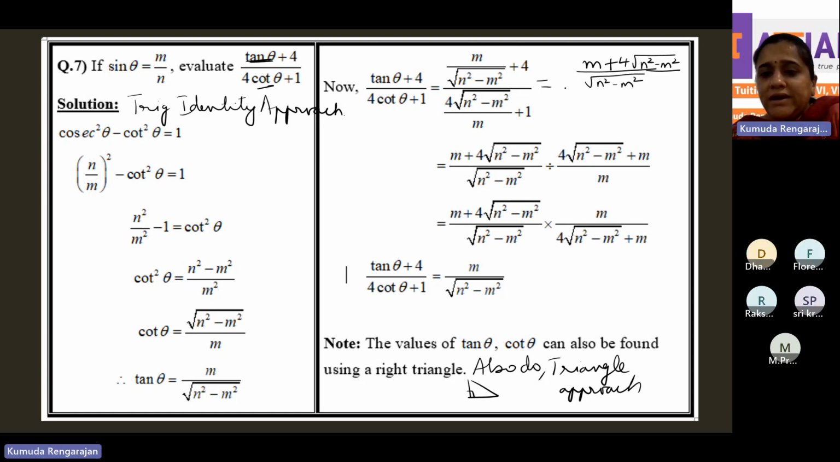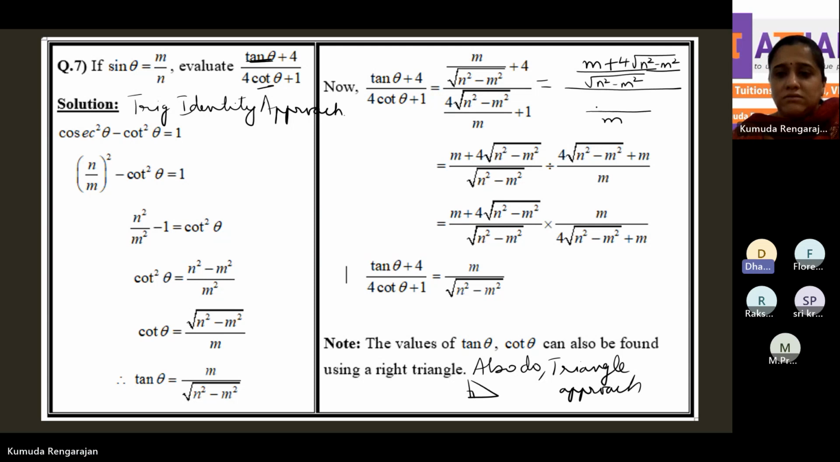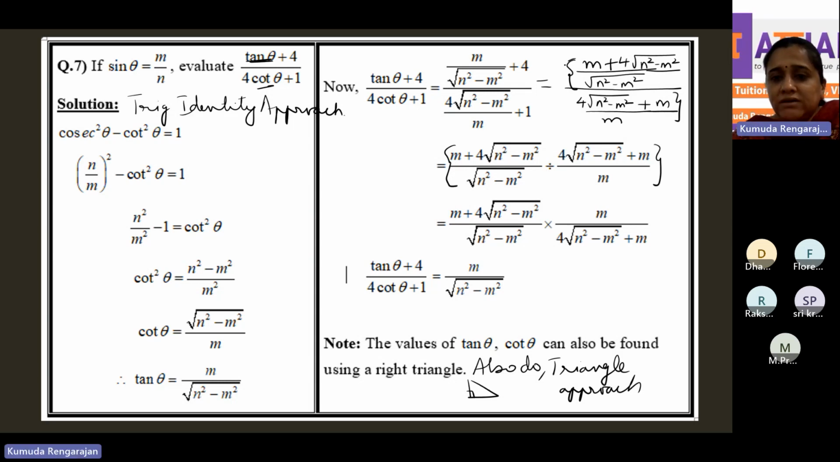That's the numerator, divided by the LCM. What's the LCM here? M. So it will be 4 root of N square minus M square plus M, M plus M. Now I have written this numerator here and this denominator here with a division sign. Then reciprocal: division becomes multiplication and reciprocal.